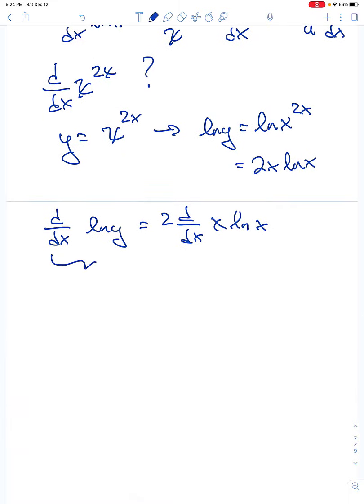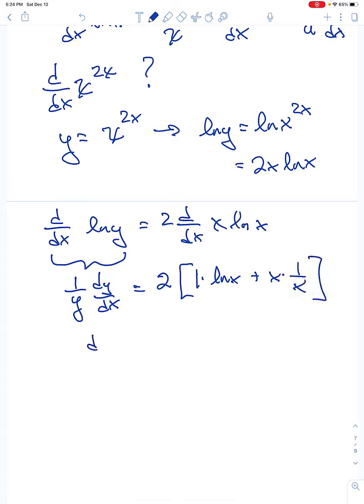On this left-hand side, 1 over y, the derivative of y with respect to x. On the right-hand side, I have 2 times, 2 is a scalar, that's why I factored it out, a product rule: 1 times ln x plus x times 1 over x. So dy dx is equal to 2y times the quantity ln x plus 1.